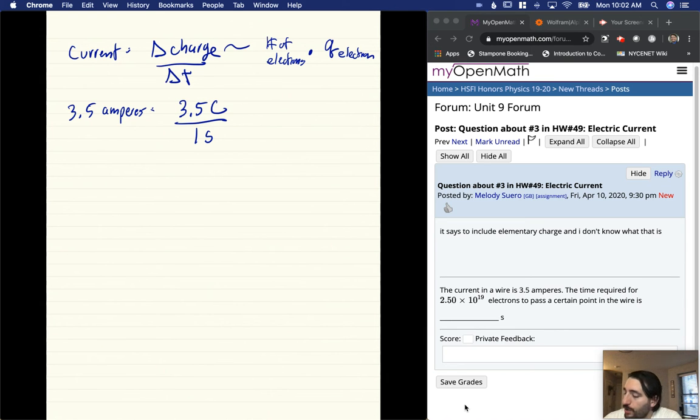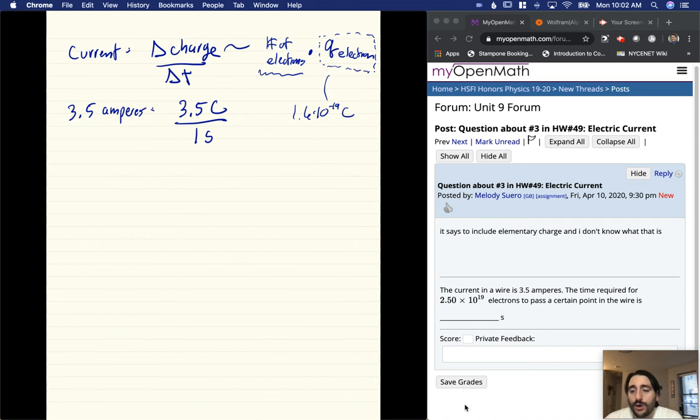If you take the total number of electrons times how much charge one electron has. And so we're being asked to figure out this number of electrons. And the hint to this question says we need to use the elementary charge. Remember, the elementary charge is the amount of charge there is on one electron. That is 1.6 times 10 to the negative 19 coulombs.